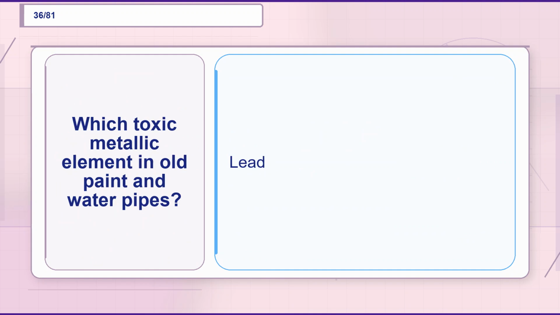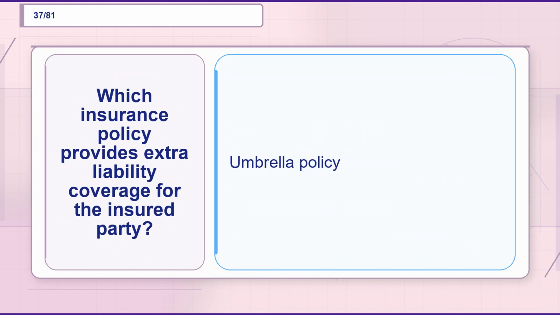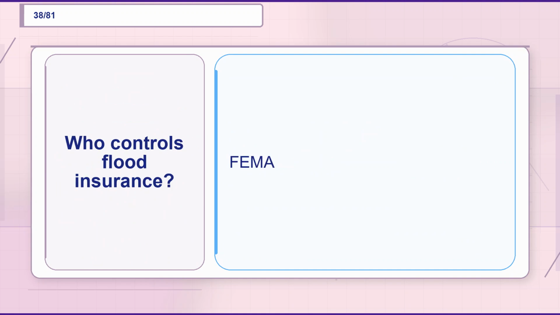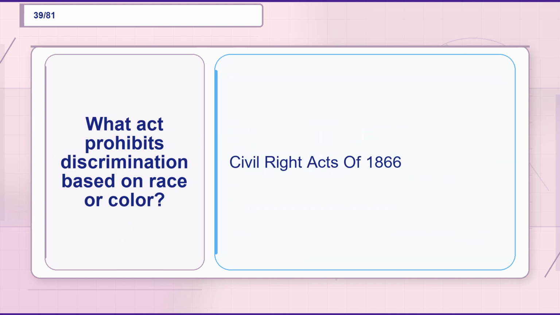Term: Which toxic metallic element is found in old paint and water pipes? Definition: lead. Flashcard 37. Term: Which insurance policy provides extra liability coverage for the insured party? Definition: umbrella policy. Flashcard 38. Term: Who controls flood insurance? Definition: FEMA. Flashcard 39. Term: What act prohibits discrimination based on race or color?